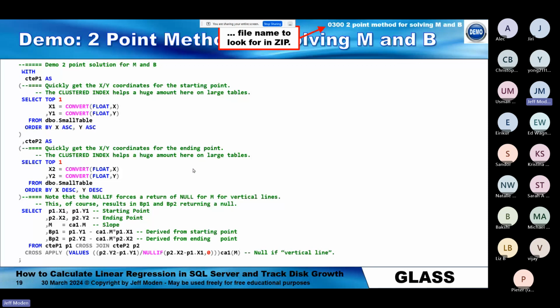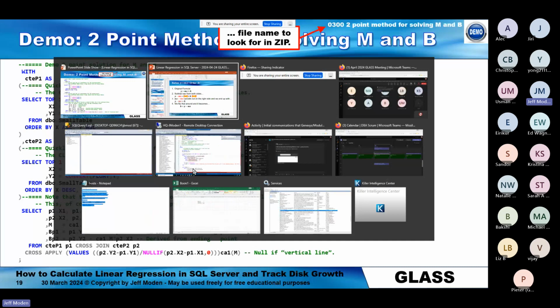So we need to go and look at script 300. You might ask what happened to script 100 and 200. And that would be a good ask.